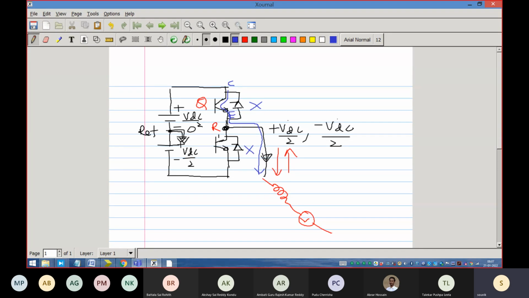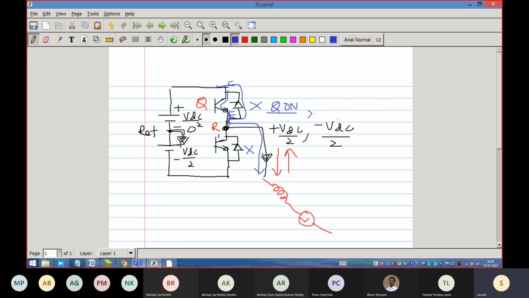So here it is not possible, but you have to have it. Therefore we put a diode, which, when the current direction is reverse, will allow the current path to be continuous. So that is why it is called a voltage source inverter. Irrespective of the current direction, the voltage at this terminal will be plus VDC by 2 or minus VDC by 2. When Q is on, it is plus VDC by 2.